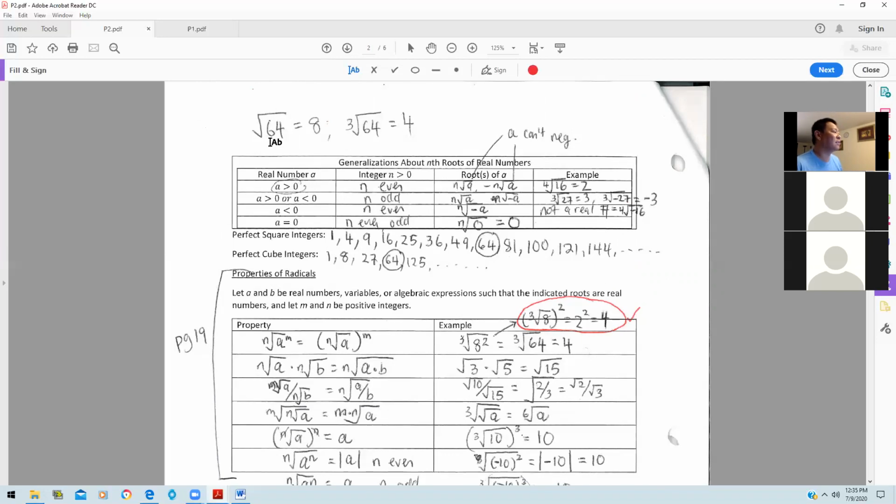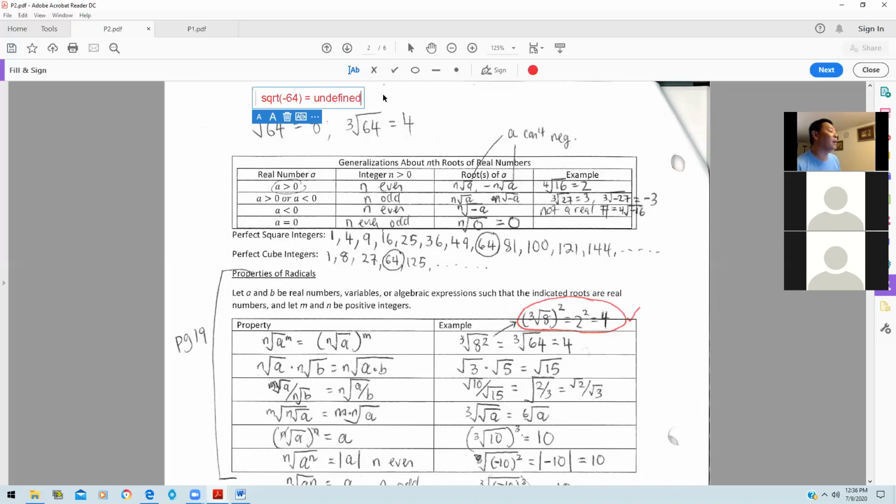So the square root of 64 is 8, okay? But what happens if you have a square root of negative 64? Anyone know what this one is going to be? The square root of 64 is 8, but anyone know what happens when you put a negative in the radicand? Yes, this is undefined. You are correct in this case, Zach.